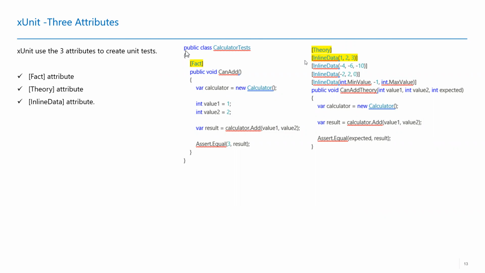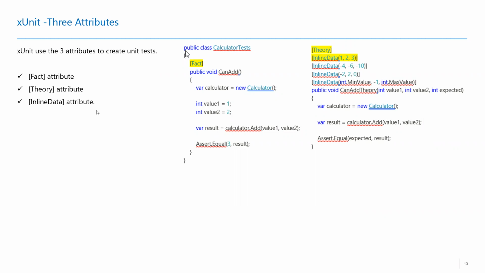And you can add multiple inline data statements here. The first value is the first input, the second value is the second input, and the third is the third input. So that has to have the mapping with the test case method. And this simplifies things as compared to this one.